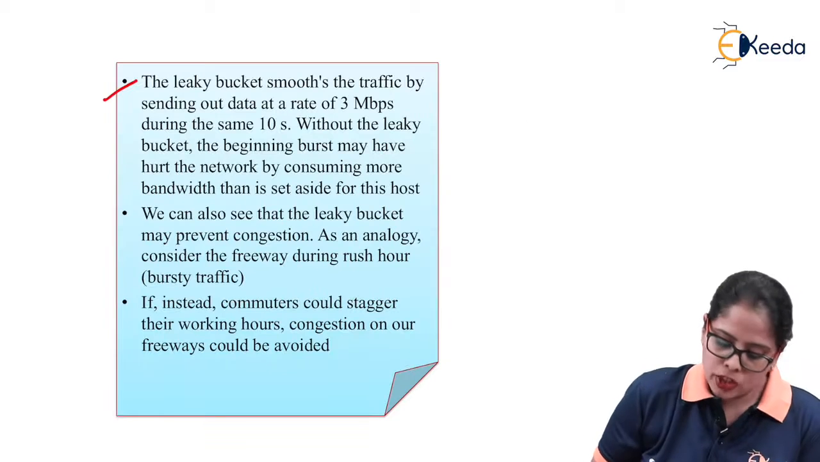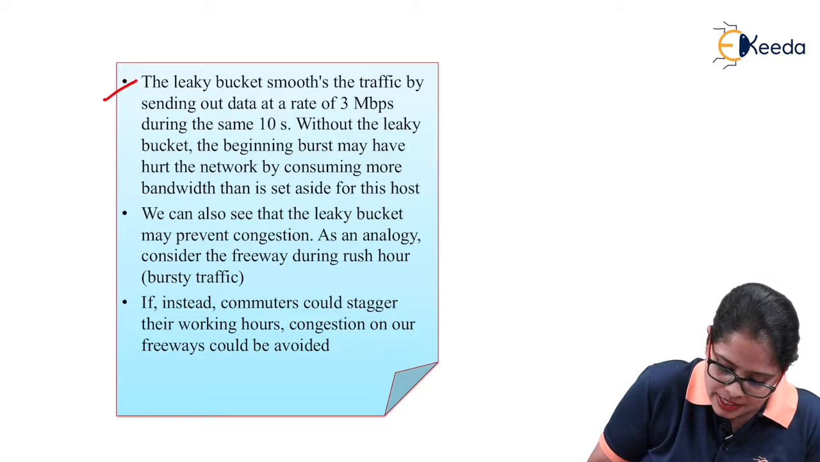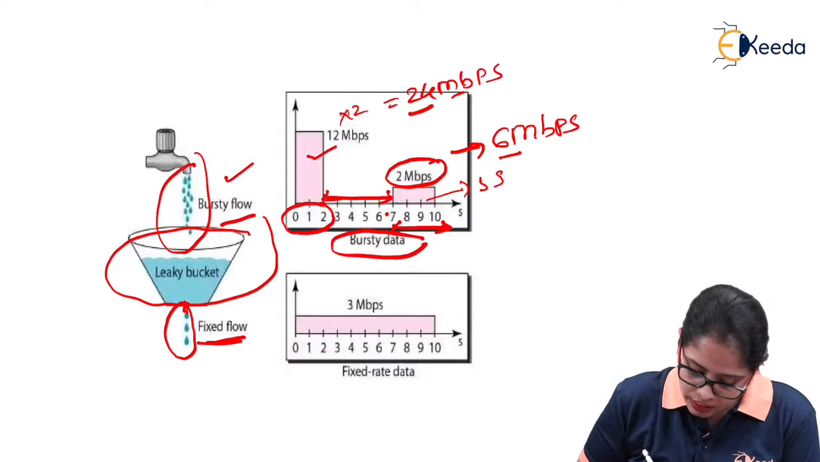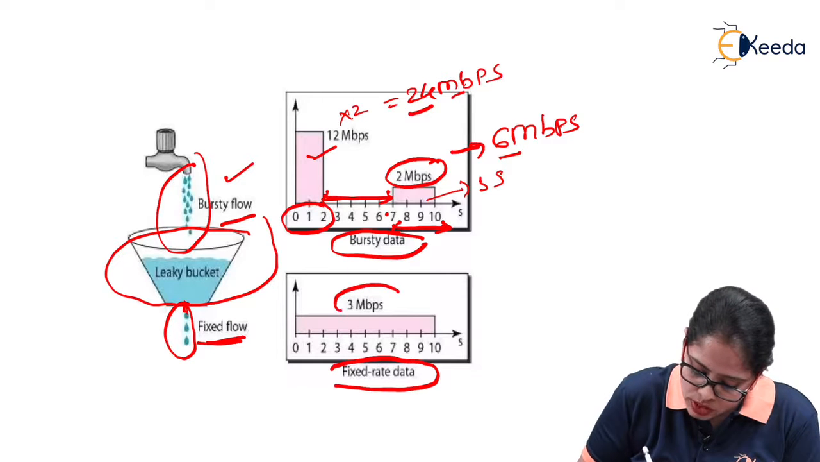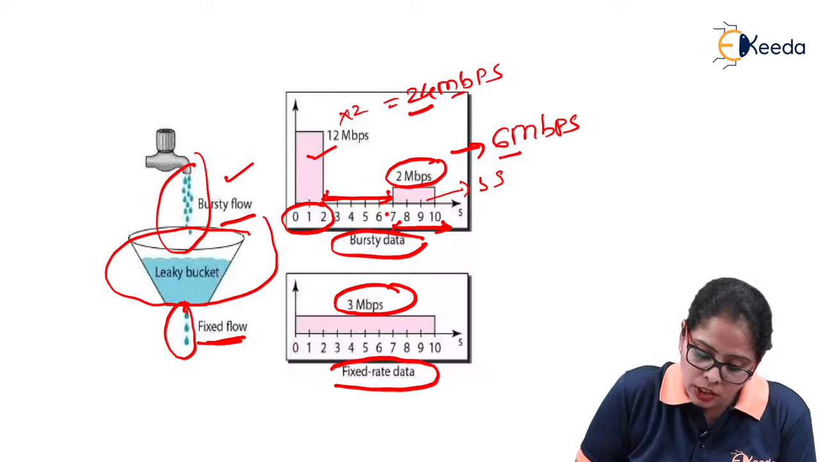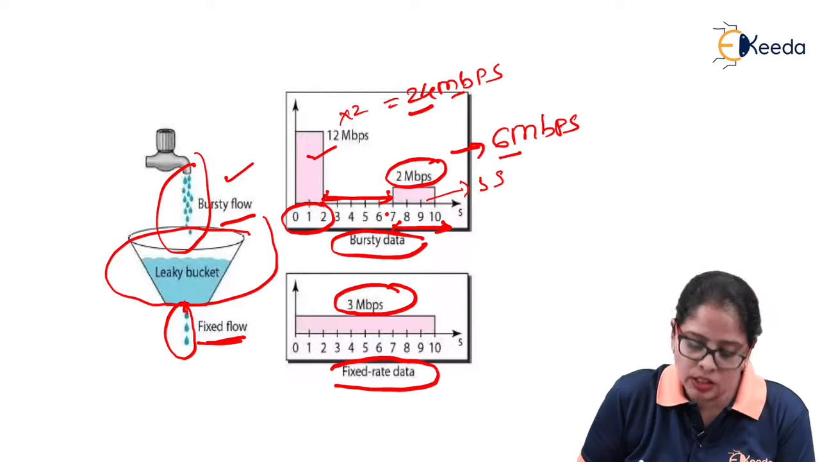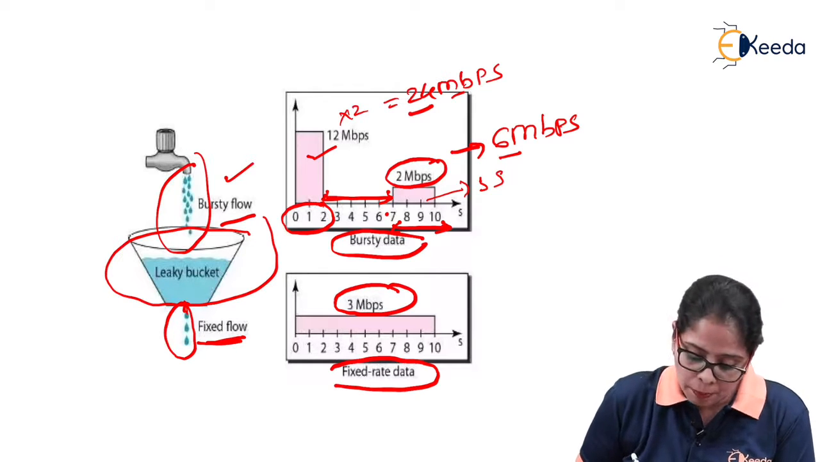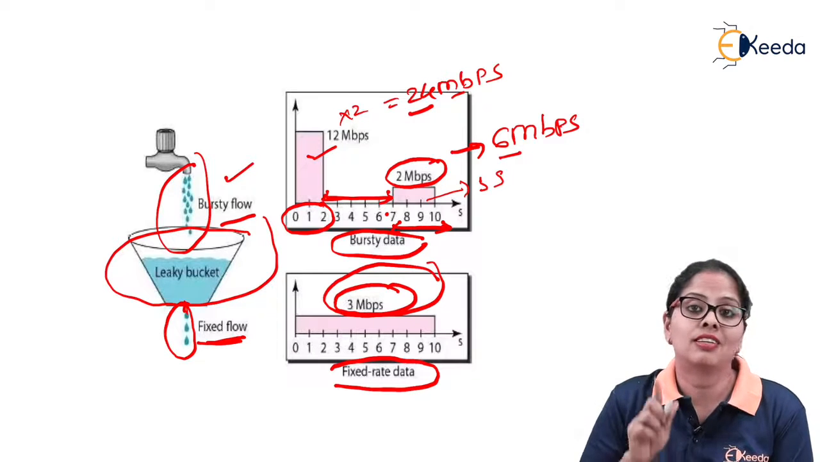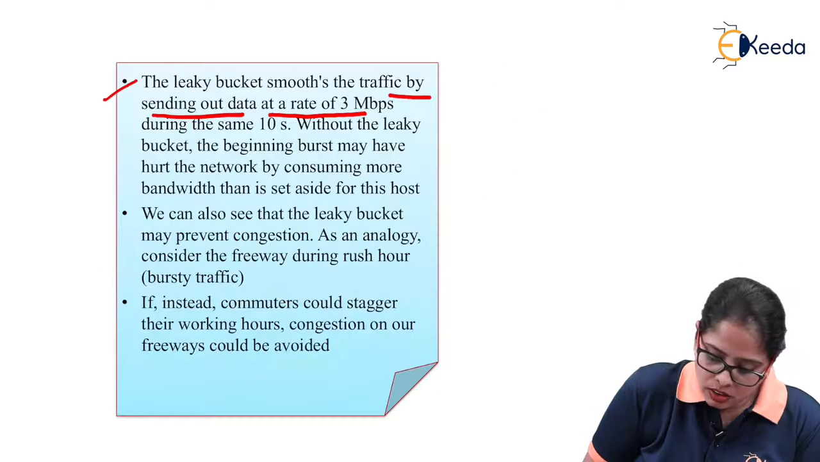The leaky bucket smooths the traffic by sending out the data at 3 Mbps. Now see here, at the fixed data rate, how much are you getting at the output side? You are getting 3 Mbps. Even though here you have a different speed, and over here you have a different speed, at the output you are getting a constant rate, that is 3 Mbps.